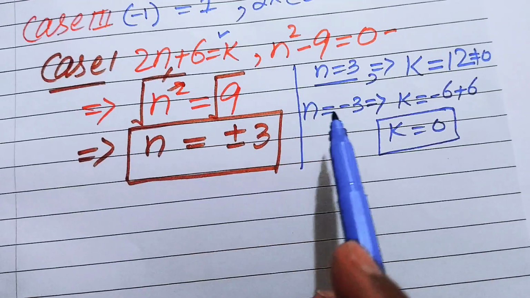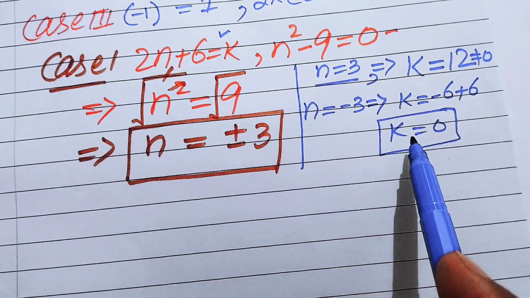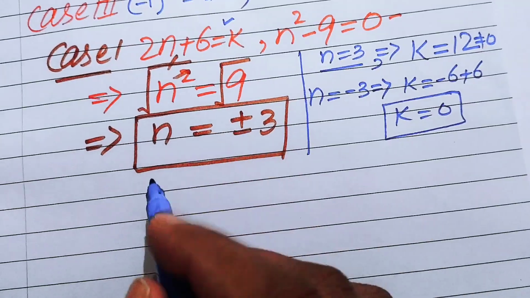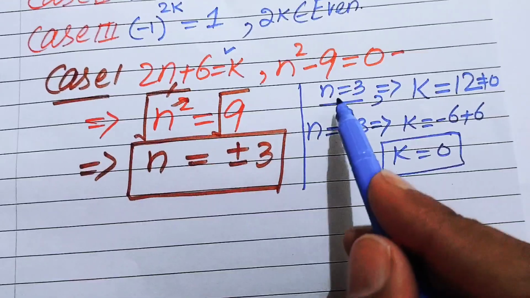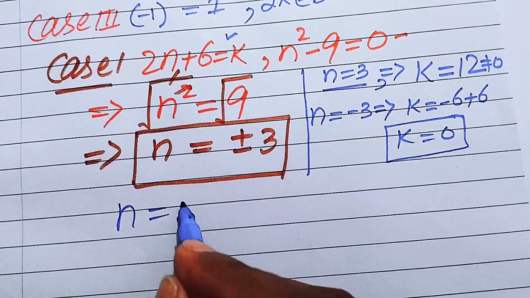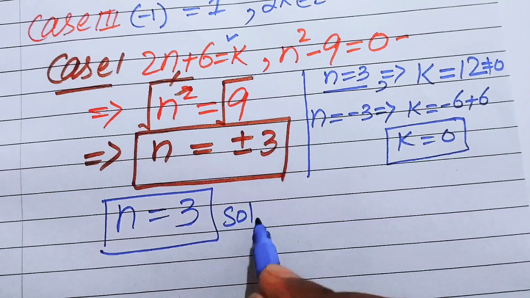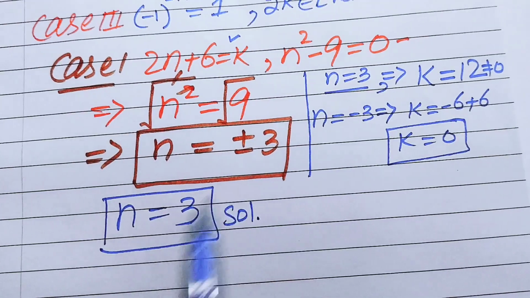But if we choose n equals minus 3, it gives us k equals 0, so we just choose the positive value here, because n equals 3 satisfies the given condition of case number 1. So we have n equals plus 3 as the solution of this equation, and we neglect the negative value.